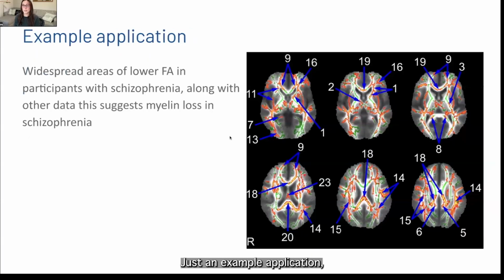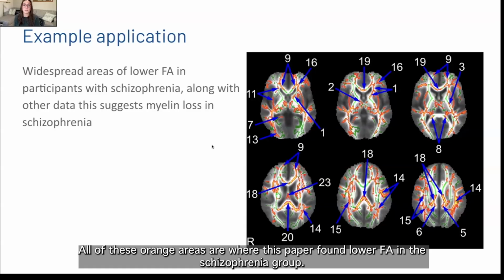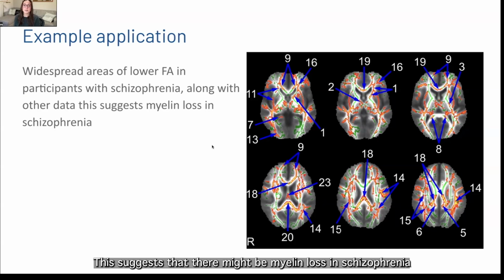Just an example application. I already talked about TBI, but this is an example from schizophrenia, where when you compare individuals with schizophrenia to those without, a number of studies have shown widespread areas of lower FA in participants who have schizophrenia. You can see this here across the white matter. All of these orange areas are where this paper found lower FA in the schizophrenia group. This suggests that there might be myelin loss in schizophrenia or some loss of coherence of the fiber bundles.